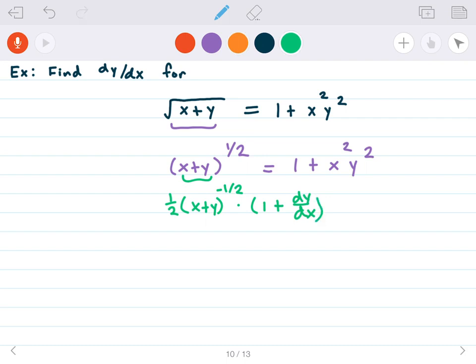All right, so I just differentiated the left side. Let's do the right side. Now the derivative of 1 is just 0, so that's going to clear. For the derivative of a product of functions, I need to use the product rule. Keep the first times the derivative of the second, plus keep the second times the derivative of the first.